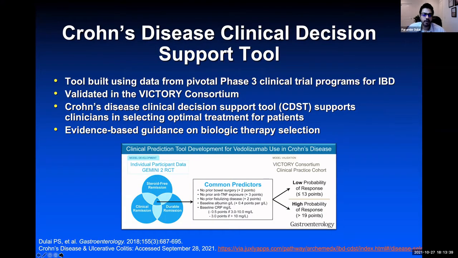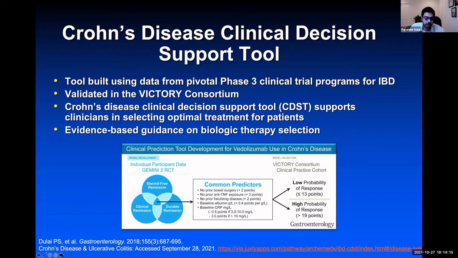So a few years ago, we developed some clinical decision support tools around this for vedolizumab, ustekinumab, and other biologics that were coming to market. So what we did was we took the pivotal phase 3 clinical trial programs for both Crohn's disease and ulcerative colitis, and what we're showing here first is Crohn's. And we built a clinical prediction tool and decision support tool that we then validated in a large collaborative consortium across the US of over 20 academic centers. This tool was meant to guide the selection of optimal treatments for patients and help guide whether a patient was likely to respond and how quickly they were going to respond potentially.